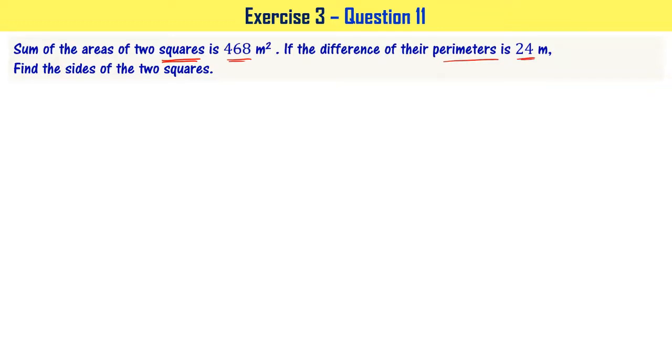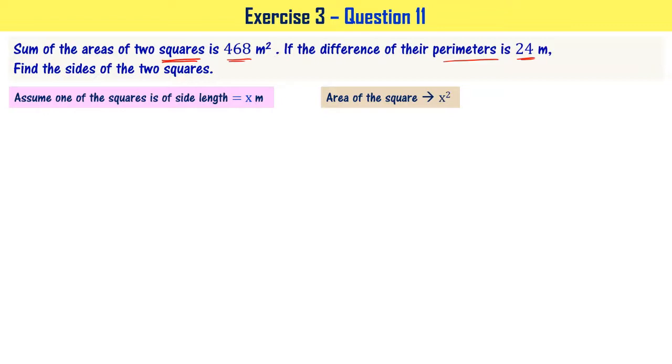We are asked to find now the size of these squares, right? To begin with, let me assume that one of the squares is of side length equal to x meters, right?